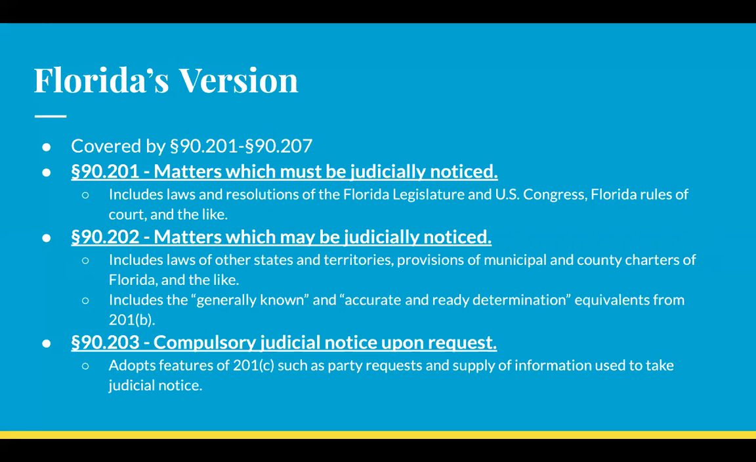For example, section 90.201 states that a court shall take judicial notice of decisional, constitutional, and public statutory law and resolutions of the Florida legislature and the Congress of the United States, and rules of court of the U.S. Supreme Court and of the U.S. Courts of Appeal. Listed here are sections which cover what facts may or must be covered, how request for judicial notice works, and the generally known and accurate and ready determination equivalents from 201B in the federal rules. Next slide.